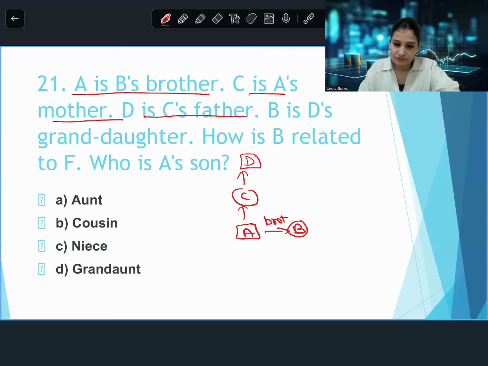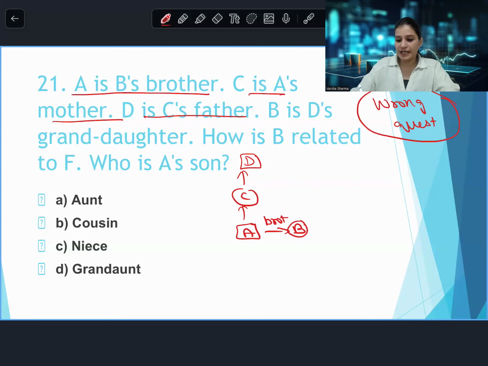The question is incomplete. In the book also it's the same. It's a wrong question. The options also don't matter. They are asking who is A's son and they are writing relationships. It should be aunt.